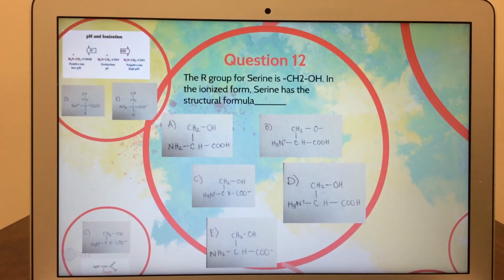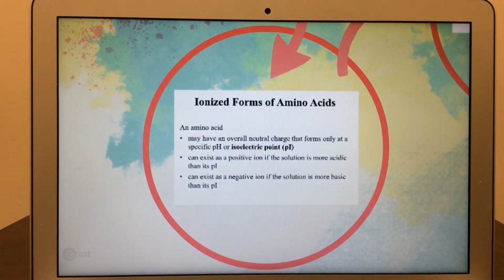Next question. Number 12. First, we have to understand what an ionized form is, so let's look at that. Ionized forms of amino acids. An amino acid may have an overall neutral charge that forms only at a specific pH or isoelectric point. They can exist as a positive ion if the solution is more acidic than its pI, or they can exist as a negative ion if the solution is more basic than its pI.